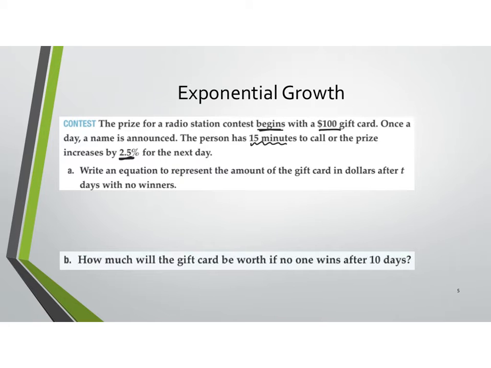Okay, so I underlined the things that we needed. Now I'm going to go back and label them. Begins: $100 is our starting amount. That's going to be A. Next we have 15 minutes. 15 minutes is time. That's going to be T. And then last but not least, 2.5% increases.